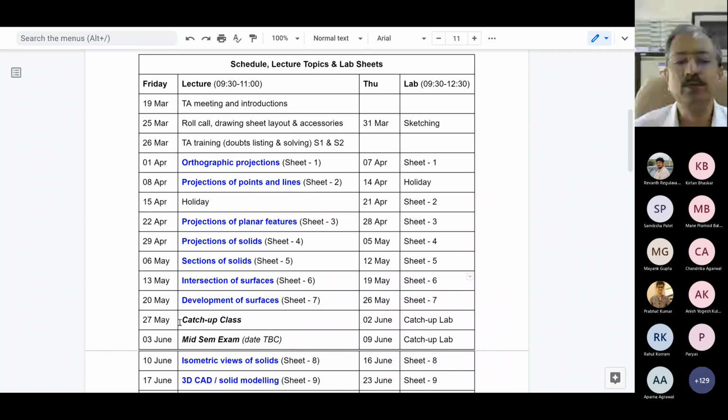Otherwise, what I'm doing is I'm keeping a backup on 27th May, a catch-up class, just in case we have some issue about return to campus or physical mode, or your physical lab is not ready. We'll just keep an option for a catch-up class. If it happens, good. If it doesn't happen, also okay. We can always manage that. And then anyway, your midsem exam will be there.